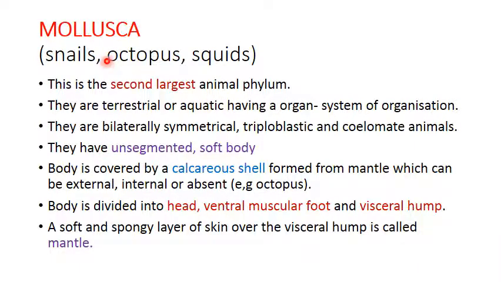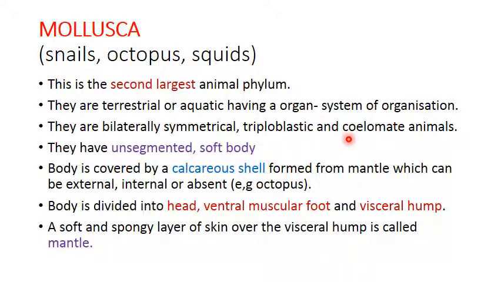Coming to the next group, that is Mollusca. Mollusca में क्या आते हैं? Snails हैं, octopus हैं, squids हैं. So this is the second largest animal phylum. These are terrestrial, aquatic, having an organ system of organization. Bilaterally symmetrical है, triploblastic है, and coelomate animals.